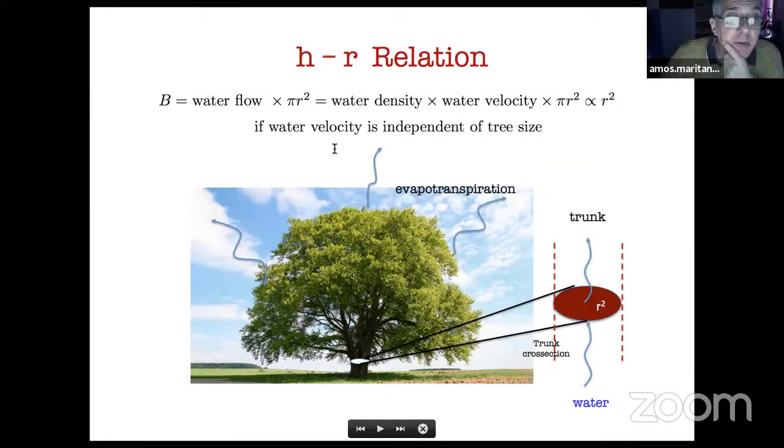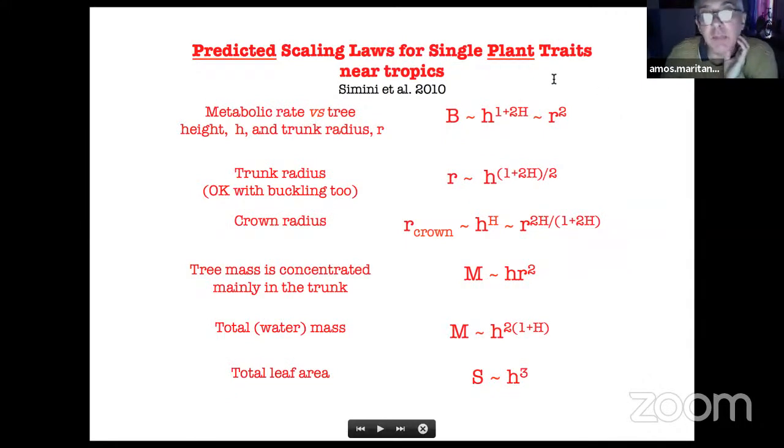So you can also express the metabolic rate this way: if all the cross-section of the trunk transports water, or a fraction of it at least, then we can express the metabolic rate as the water flow times the cross-section, which is approximately pi r squared. And the water density, of course, does depend on the size of the tree. At the end, what you find is that the metabolic rate is also proportional to the cross-section of the trunk at the base. Okay?